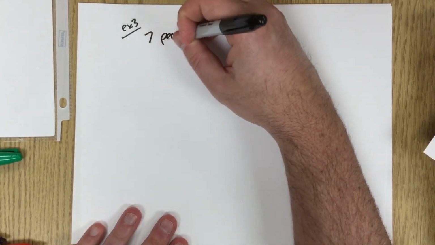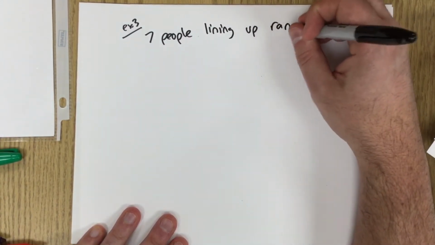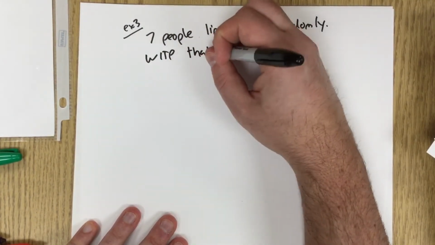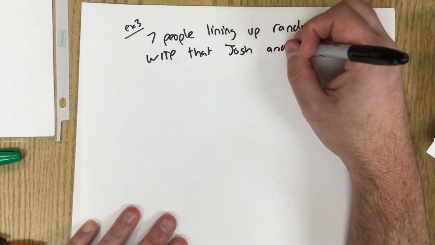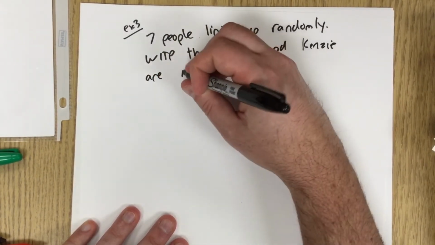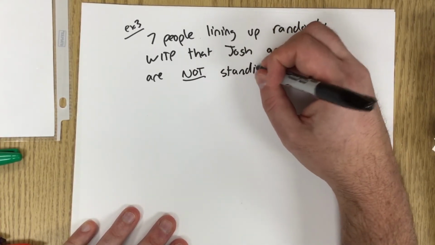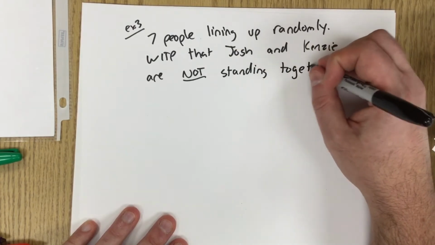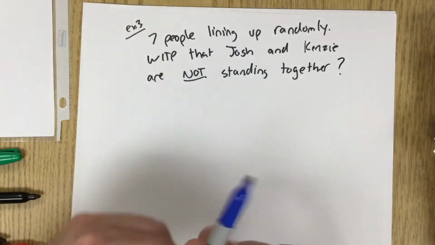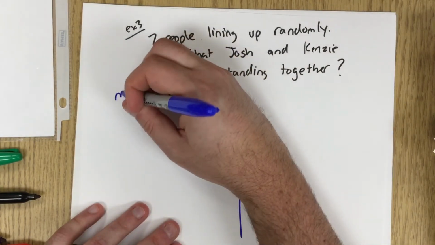So we're going to have 7 people lining up randomly. Same thing. What is the probability that Josh and Mackenzie are not standing together? And I'm going to do this one in 2 different ways. So we're going to do this in 2 different ways. So method 1, we're going to call this one method 1.